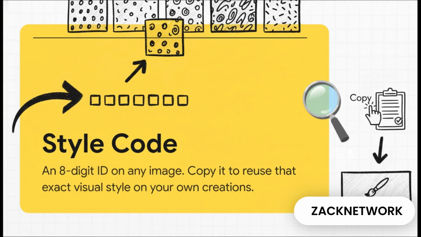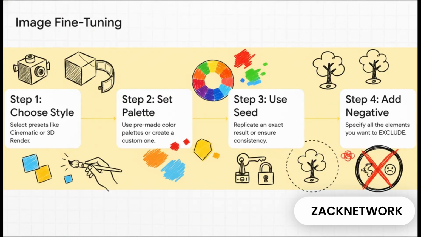So imagine you're scrolling through the community feed and you see an image with a style you just absolutely love. Well, you can just grab its unique 8-digit code, paste that right into your own prompt, and bam, the AI applies that exact same vibe to your creation. It is absolutely brilliant for keeping a consistent look across a whole bunch of different projects. And it doesn't stop there. You've got even more layers of control. You can pick from preset styles, things like cinematic or 3D render.